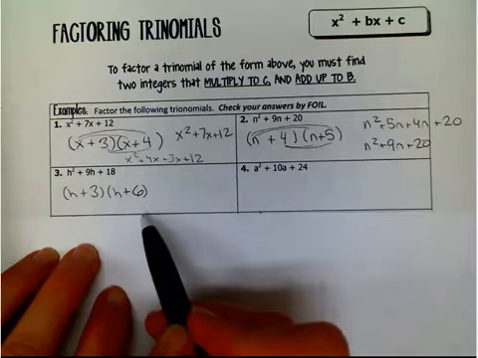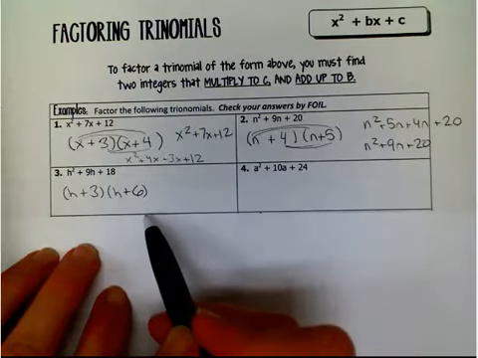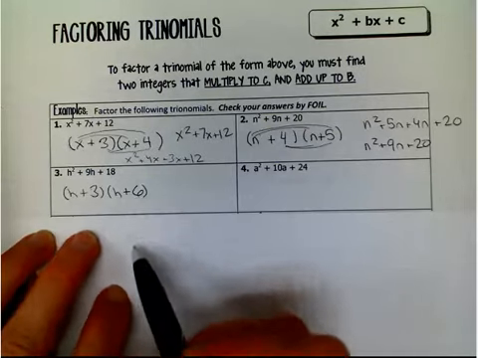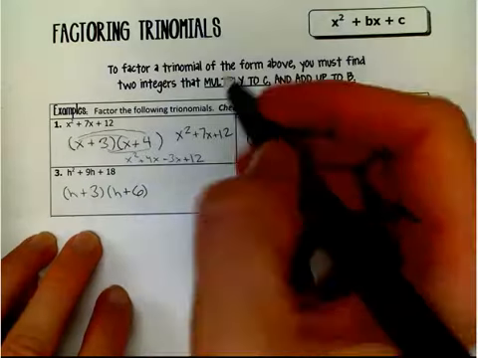And the reason why I said to make sure you're using a pencil and make sure you have an eraser is that sometimes you're going to have to kind of just guess at what these numbers are and then do FOIL to see if you're right. So let's do FOIL here.